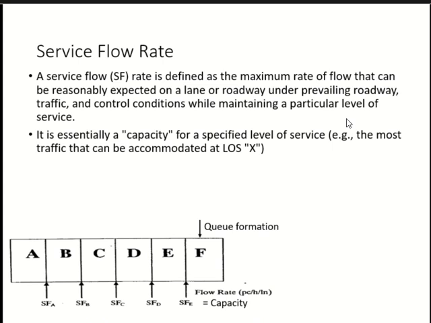Again, going back to the example of the grade. Every grade has a range, right? If you cross the minimum value of the range, your grade changes. Same thing with the level of service. Every level of service has a range of flow rate, and then there is a maximum flow rate. When you cross that value, the level of service changes. So A has a range of flow rate. If you are in this range, your level of service is A. But if you cross the maximum value, you will go from A to something else. This maximum value is known as the service flow rate.